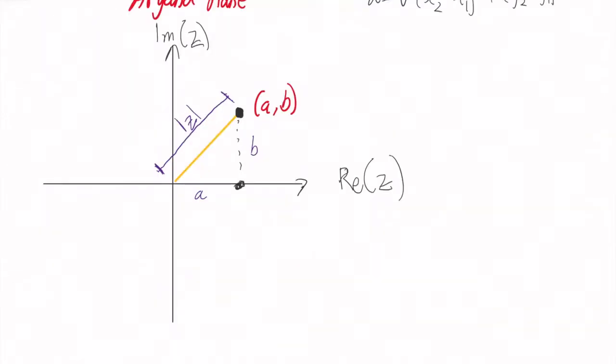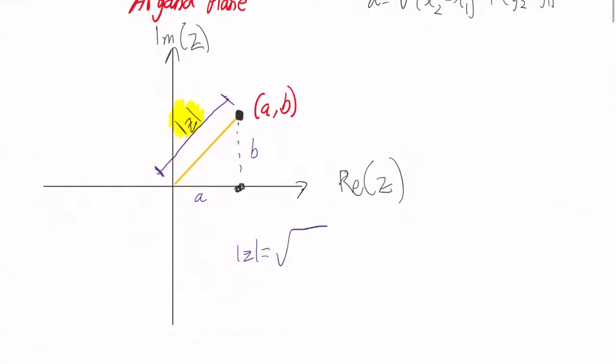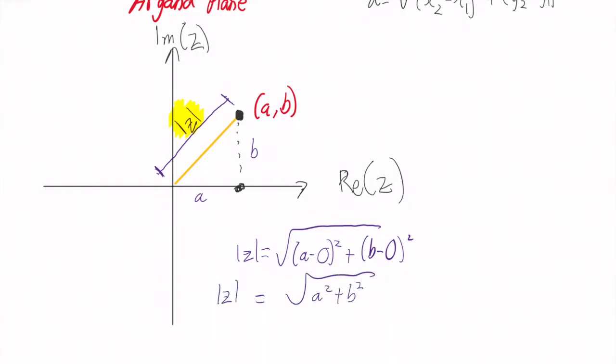Now using the distance formula, we will get d, but as we've got it here, the modulus of z is equal to the square root of (a minus 0) squared plus (b minus 0) squared, or just more simply, the square root of a squared plus b squared. This is the general form for the modulus of the complex number z equals a plus ib.